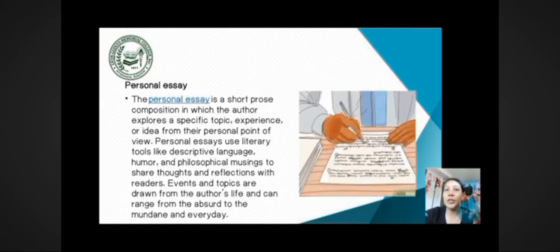So, the next one is the personal essay. The personal essay is a short prose composition in which the author explores a specific topic, experience, or idea from their personal point of view. So, a personal essay is a short writing piece where someone shares their own thoughts or experience about a topic. Events and topics are drawn from the author's life and can range from the absurd to the mundane and everyday.